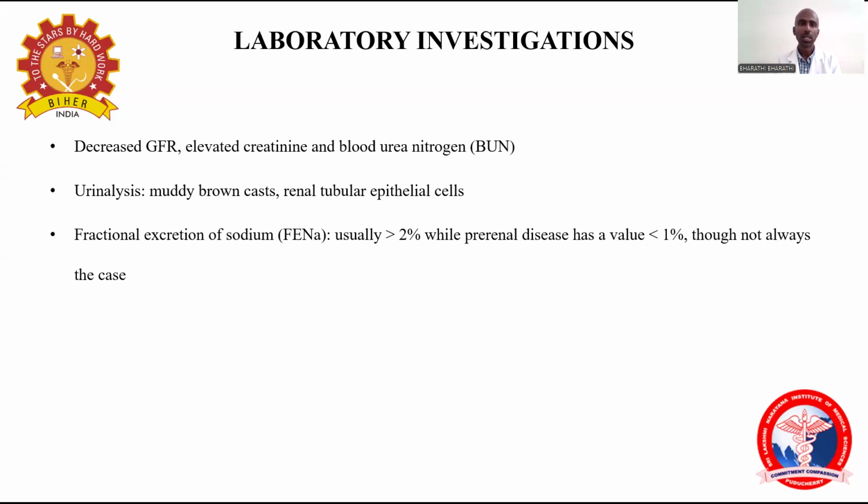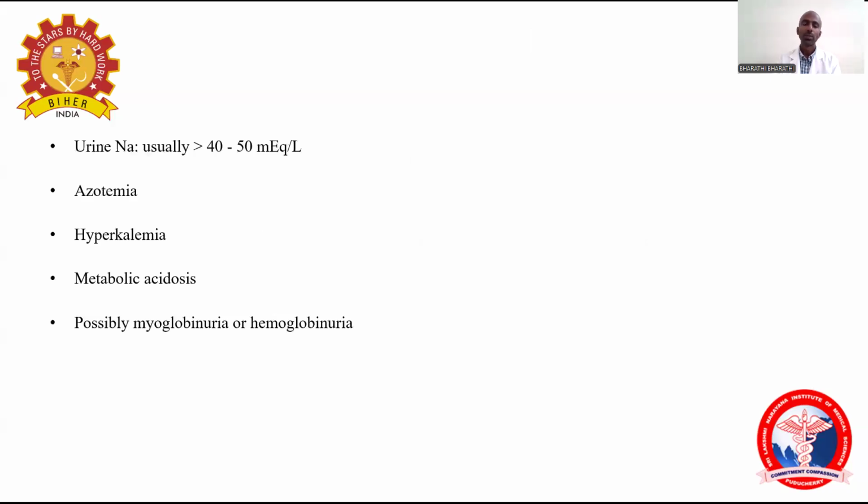Renal tubular epithelial cells will also be present in the urine analysis, on urine microscopy. And then the next one is the fractional excretion of sodium. It will usually be more than 2%, while prerenal disease has values of less than 1%. Next, the urine sodium will usually be more than 40 to 50 milliequivalents per liter.